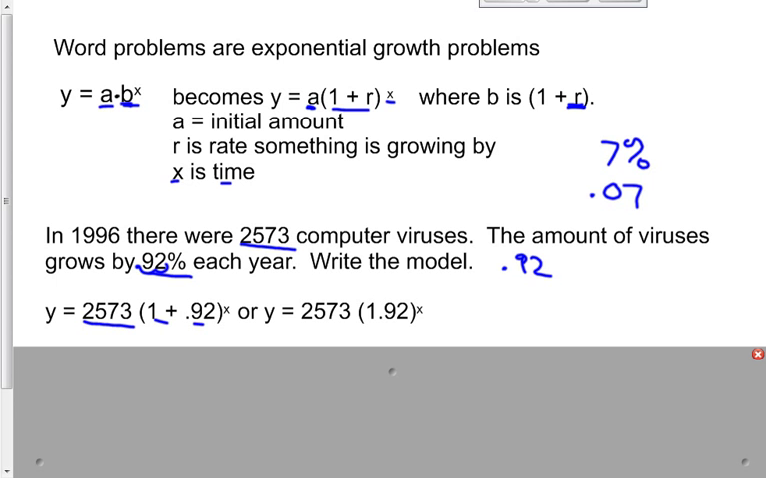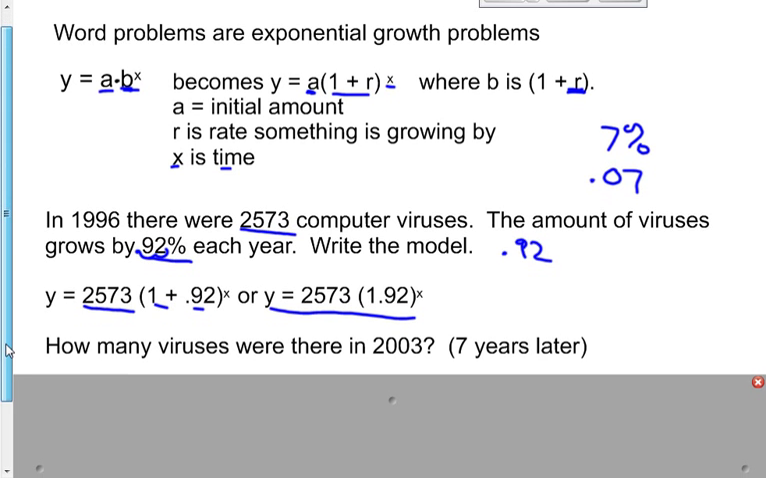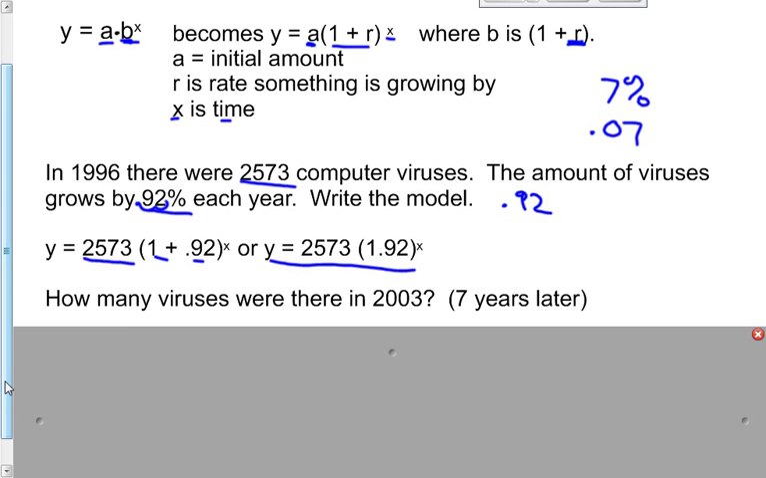We can go ahead and combine. There's your official model, 1.92 raised to the x. Next part of the question: How many viruses were there in 2003?